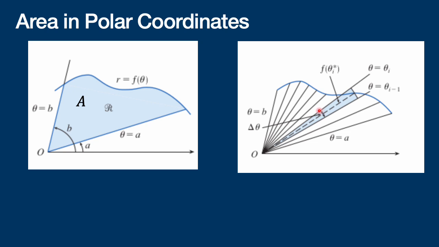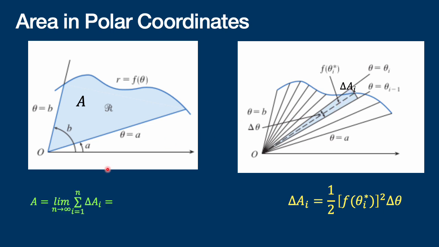This one is delta theta, a small piece of angle. We want to find the area of this sector. We derived the formula for the area of a sector: 1/2. This is delta A_i. The radius is from here to here, that's f of theta star, squared. That's r squared times the angle delta theta. How are we going to find the area? We add all the small areas of the sectors and take a limit. That gives you the area A.